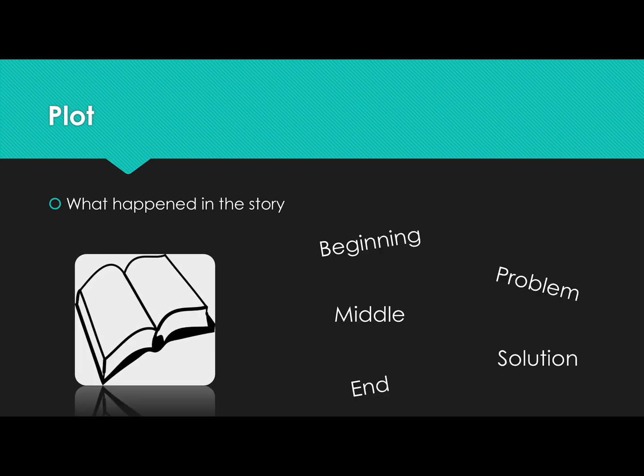Then we have the plot. The plot is just a fancy word for what happened in the story. You guys have been practicing this year already with finding the beginning, the middle, the end, the problem, and the solution of a story. So as we go through and look at the plots of stories, we just need to think about what is happening in the story.